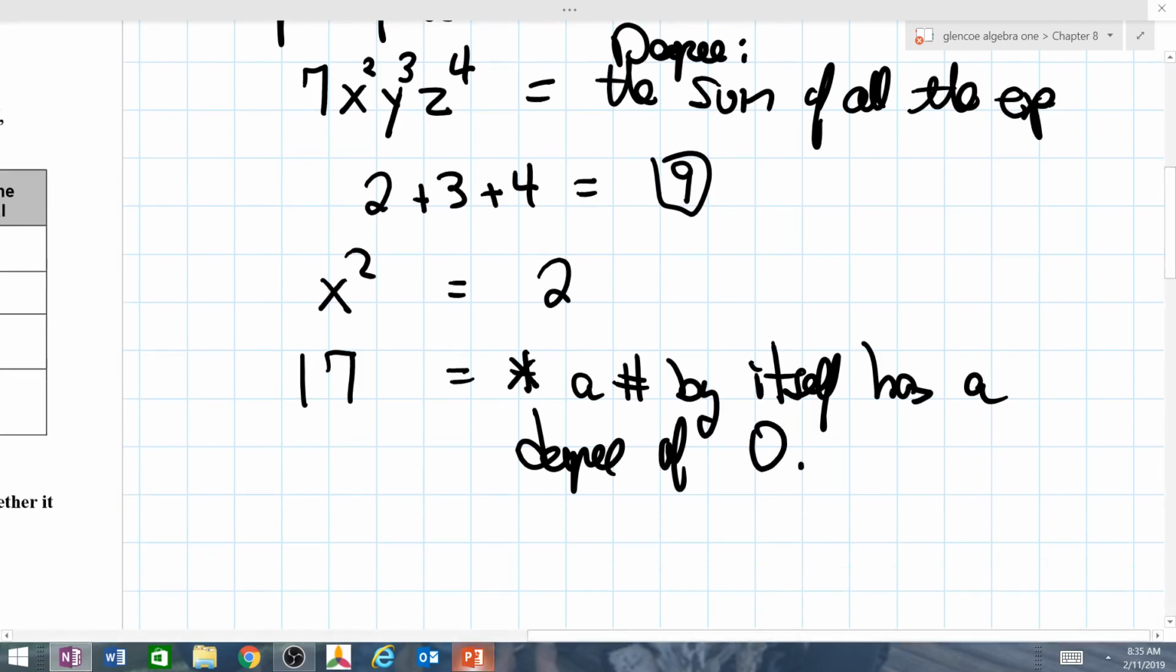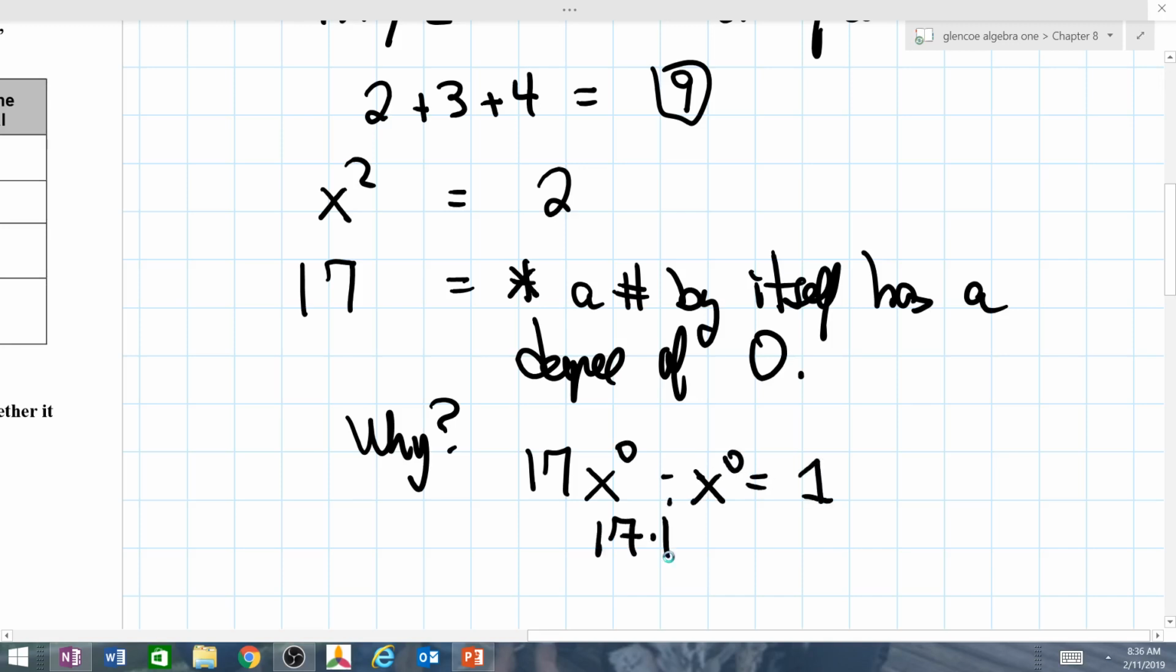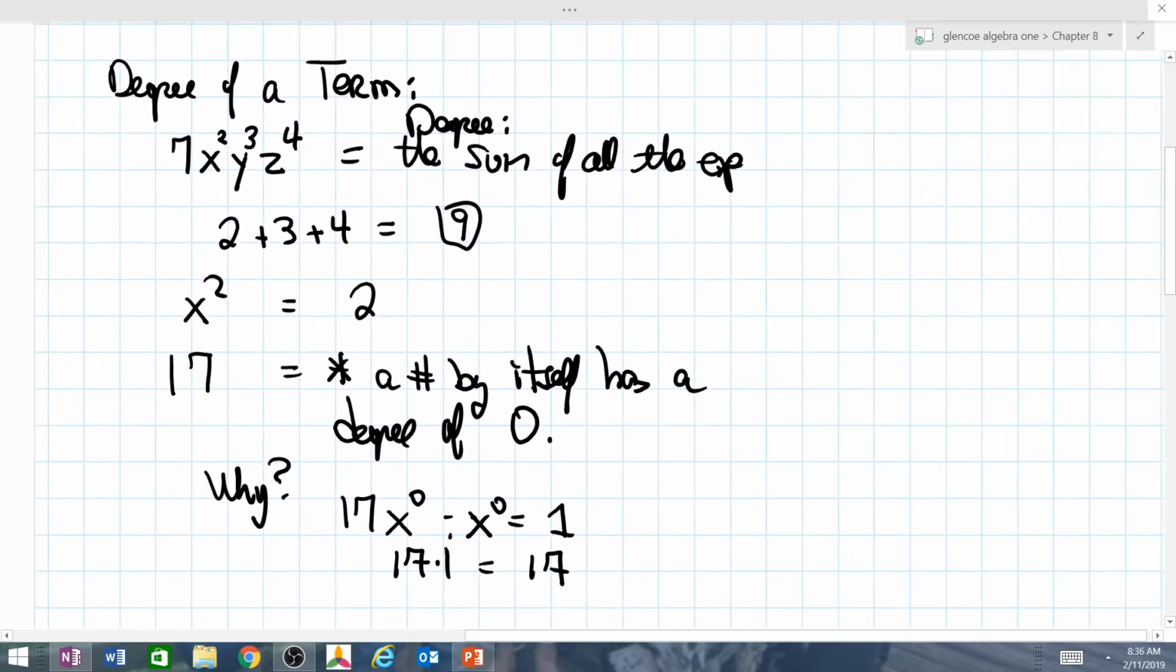Let me explain why. It has a degree of 0 because it might look like this: 17x to the 0 power, and x to the 0 power equals 1, and 17 times 1 is equal to 17. Have I changed the value of the original expression? Okay, so that's how you would find the degree of a term.